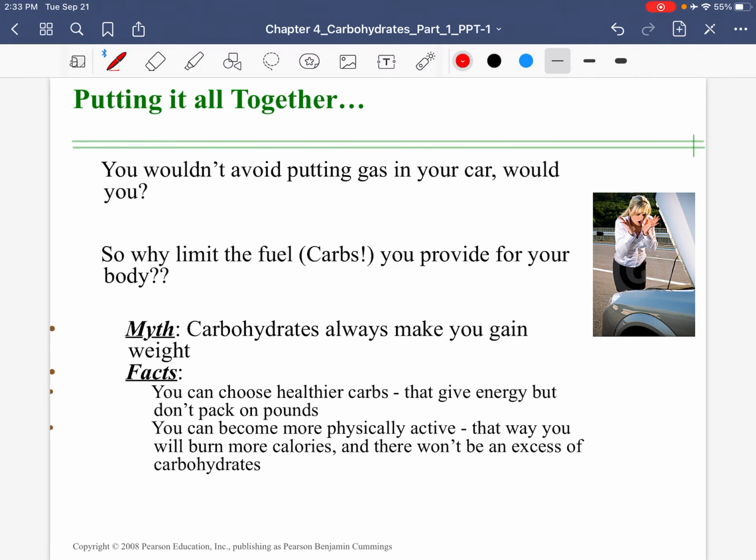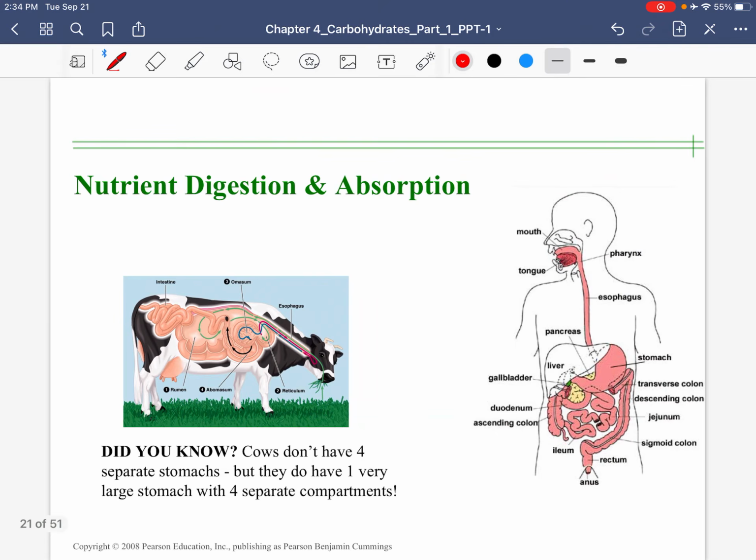Now that we're starting to get into these recommendations, well, carbohydrates should make up somewhere between 45 and 65% of your diet. Now we can start to talk about getting the right amount of carbs, not too many, but also not too few. And we can start talking about the right types to be ingesting.